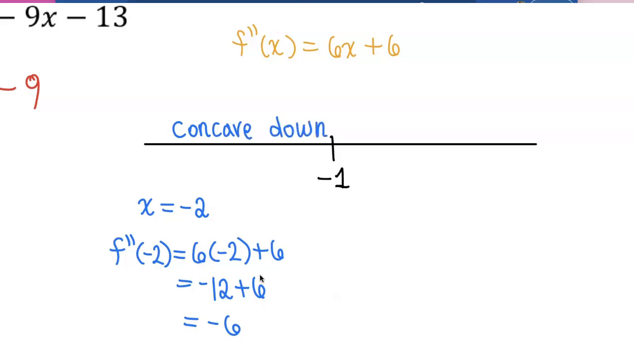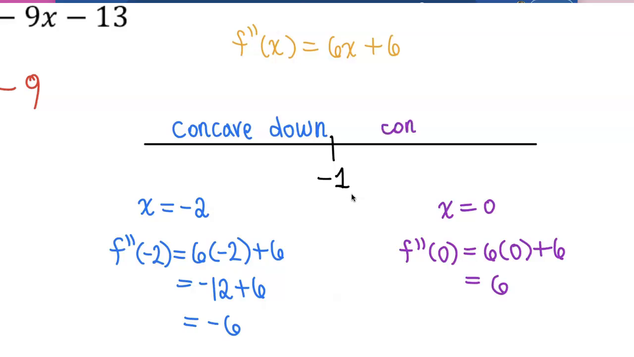All right, this time we're going to plug in a number that is bigger than -1. I'll plug in x equals 0 because 0 is bigger than -1. What's going to be the sign of the second derivative if I plug in 0 here? So 0 plus 6, that's positive 6. Positive second derivative tells me that this interval is going to be concave up.